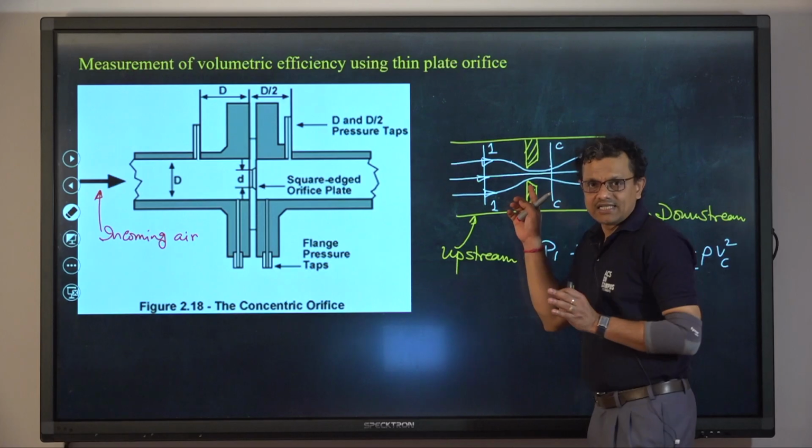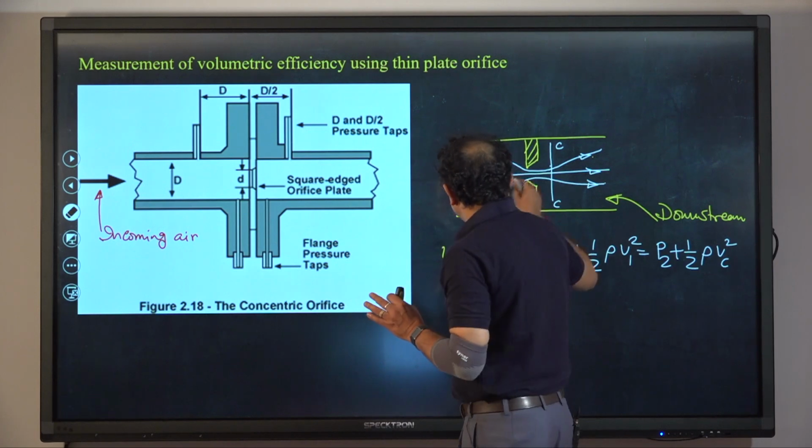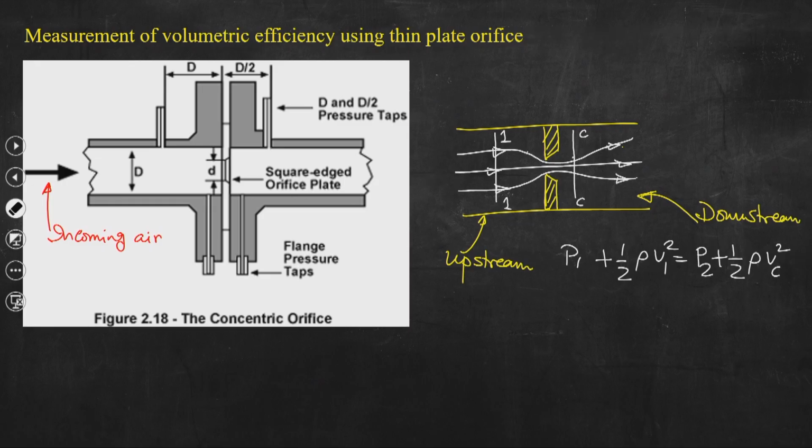I have drawn this schematic essentially to make you understand that the orifice meter is a flow measuring device, rather a steady flow measuring device, in which there is a sudden contraction in the flow area. When streamlines approach this orifice, they converge, and the convergence continues until the particular location where the minimum area is formed, and that minimum area is known as the vena contracta.